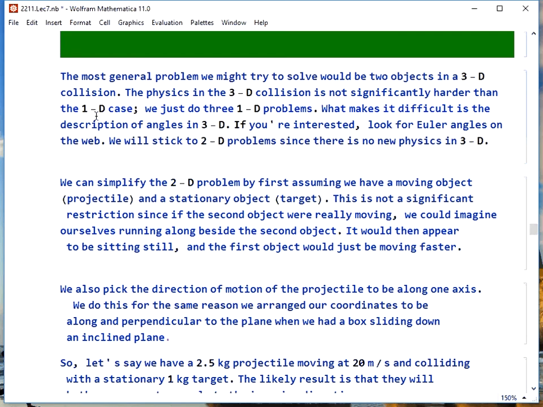The most general problem we could try and solve here would be a 3D collision. The physics is not much harder than in the 1D case because we're just going to do 3 1D problems. The real problem is trying to describe angles in 3D. And if you're interested, you can go to Wikipedia or Google and look for Euler angles. We're going to do 2D problems because there's nothing really new to be added in 3D.